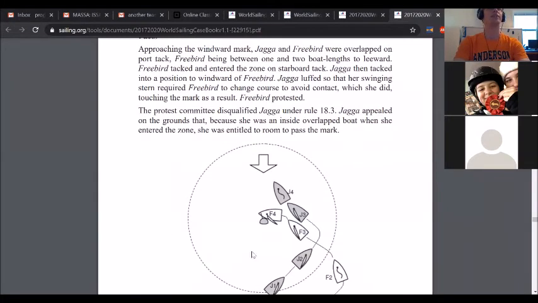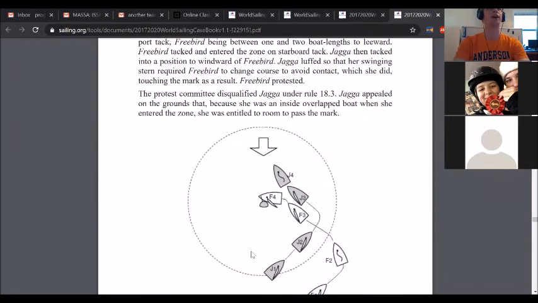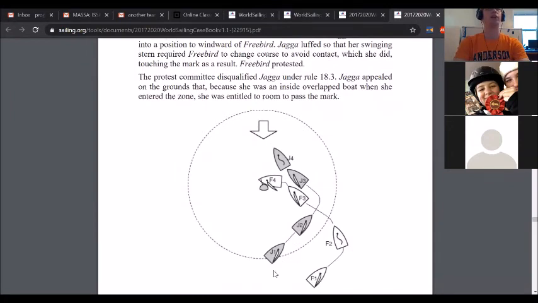So we've got two boats overlapped on port tack. Scroll down so we can see here. So Freebird and Jaga. Looks like Jaga is in the zone here. We go to position 2. Jaga is still in the zone, still on port tack. Freebird has tacked on to starboard. They're heading in here. And then at right here, we could kind of say that when the tack happens is position 2.5. And so if we look at Freebird, position 2.5 is like right here, right? So they're definitely in the zone. So both boats are in the zone and Jaga is tacking, which means that now we look at rule 18.3.